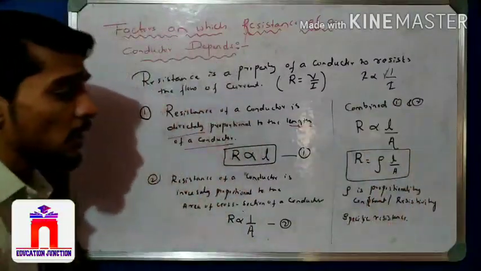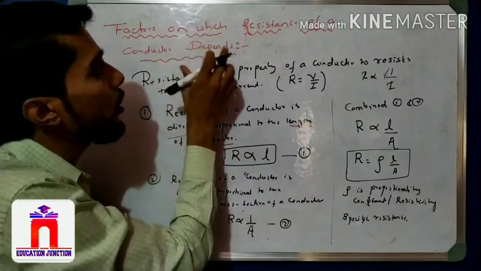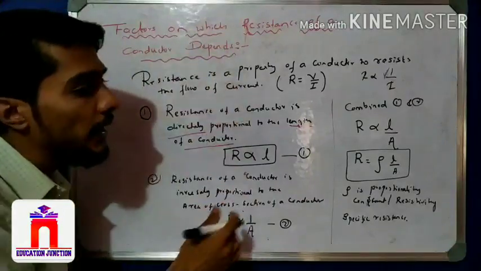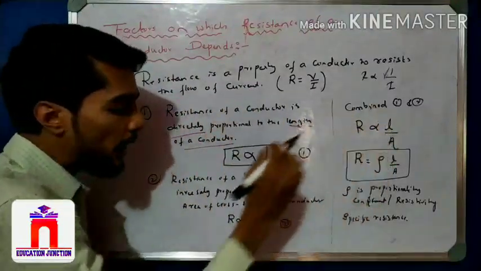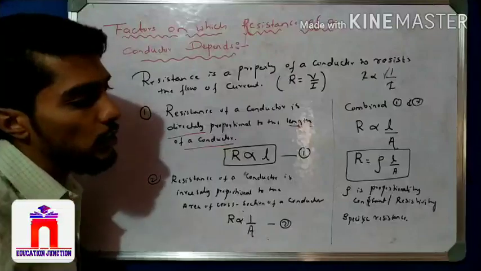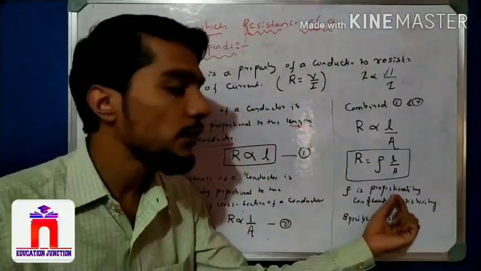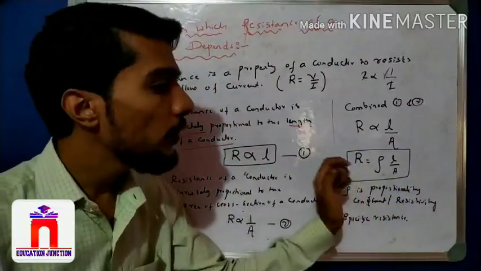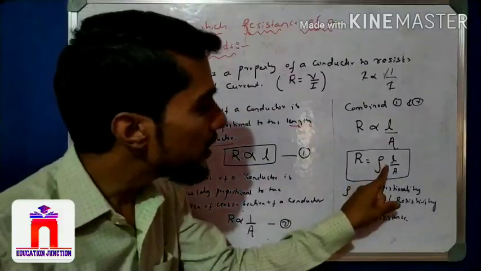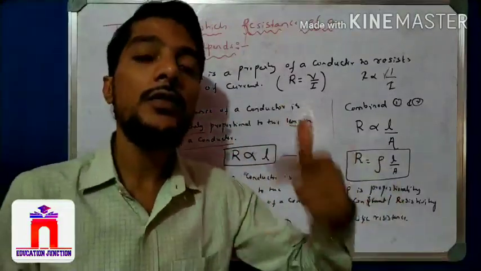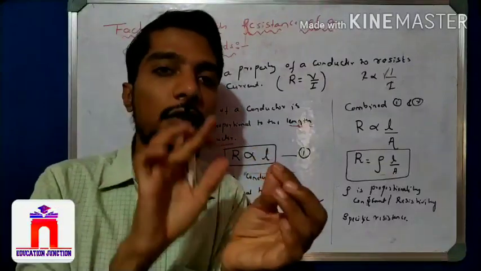But this is, students, about the factors on which the resistance of the conductor depends. One is length and one is area of cross section. For length it is directly proportional, and for the area it is inversely proportional. So here we get rho, and rho is nothing but resistivity or specific resistance, per unit length and per unit cross-section area. This resistivity is different for different materials.